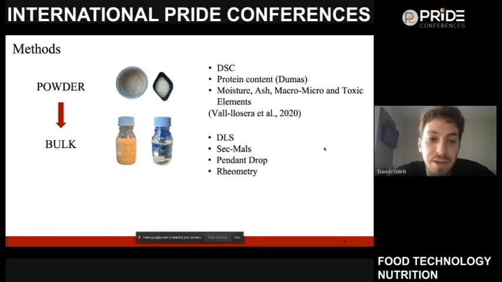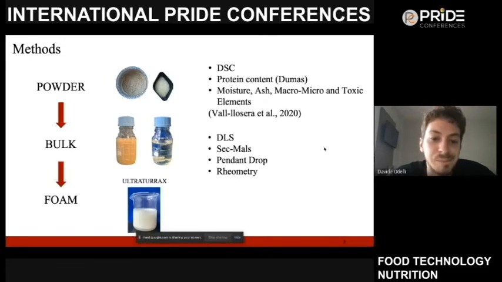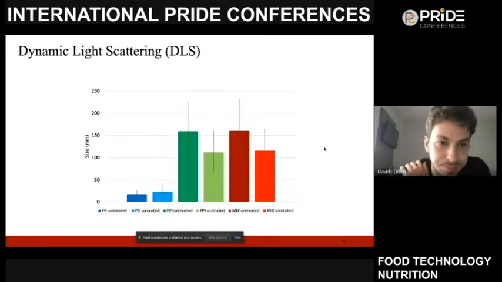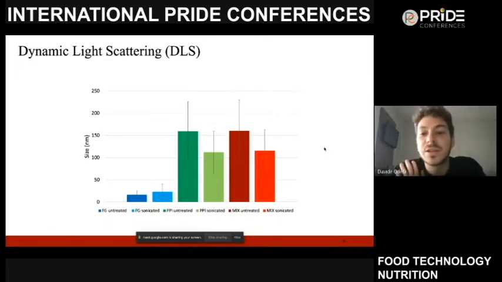And soon after this, I foamed them. I foamed all of the solutions by mechanical agitation using an Ultra-Turrax instrument, and I evaluated their foaming properties by visual analysis coupled with a Turbiscan Tower instrument. I also evaluated the foam microstructure with confocal laser scanning microscopy. So let's dive into the results now.